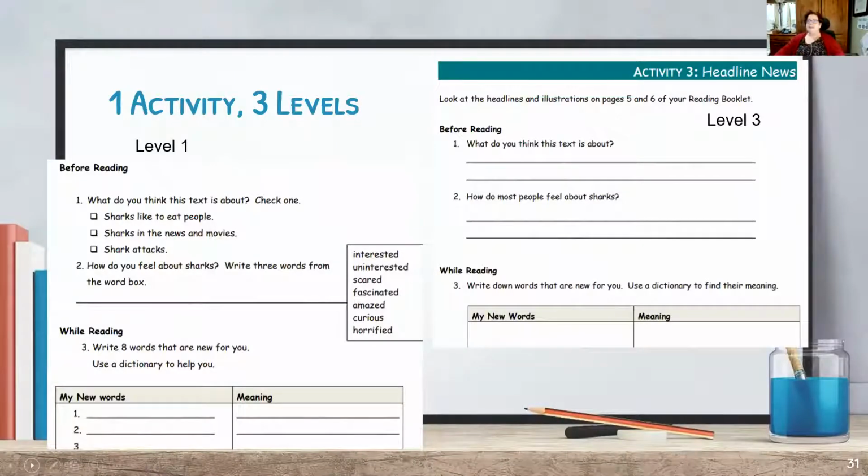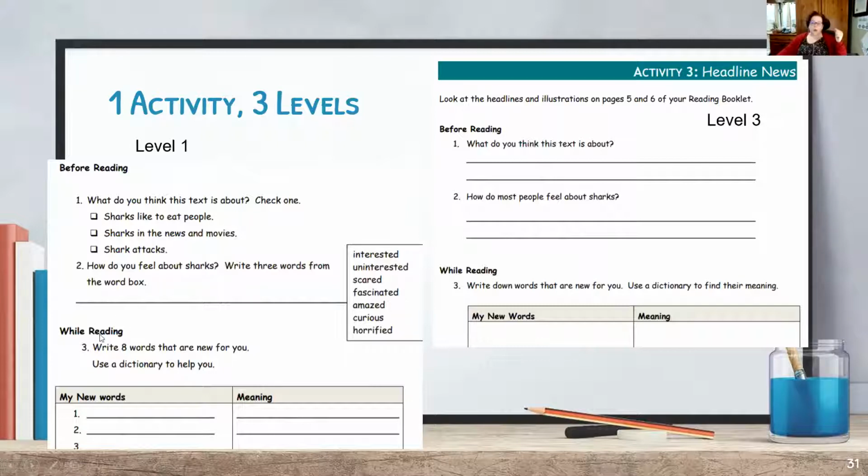Another example is a writing task that they had to do in this activity. Before reading, we were asking them questions, and in level 1, we were saying, what do you think the text is about? Check 1. So it was just a checklist of elements that it could have been about. And how do you feel about sharks? We provide them with a word bank to help them decide what they think about sharks. So they could have to look up these words. You could provide an activity where you're working with them to find the meaning of these words.